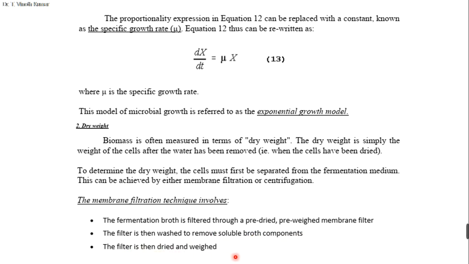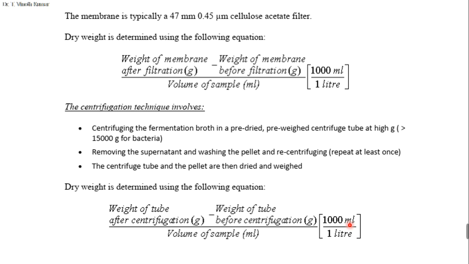and weighed. So we know the empty filter, that is before filtration. What is the pre-dried and pre-weighed membrane filter? That is the known weight, and this is the filter with the biomass. If you subtract this value from that value, it gives the mass of the biomass in grams per liter. So this is the formula.